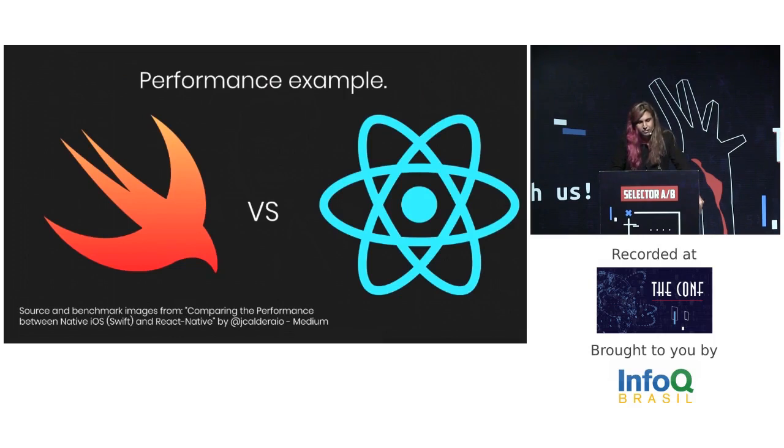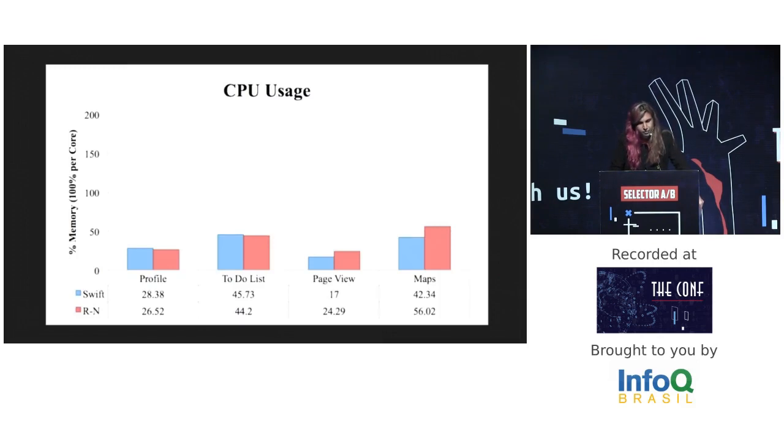Swift against React Native. This will measure the memory, CPU, and GPU performance on an app which has 4 pages: a profile, a to-do list, a simple page view, and one with a Google Maps renderer. This was made in a Medium article, so it's not owned by me. Let's see the first one. Well, I told you, it's pretty tight in most examples. In some, React Native actually uses less, and in others, Swift wins. But as you can see, it's not a huge margin.